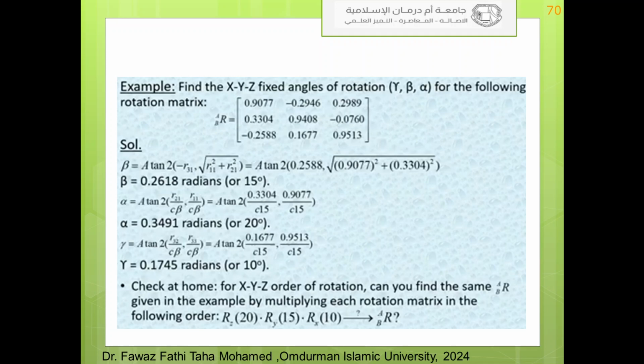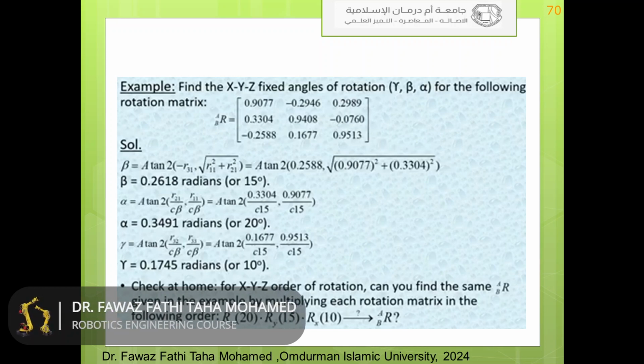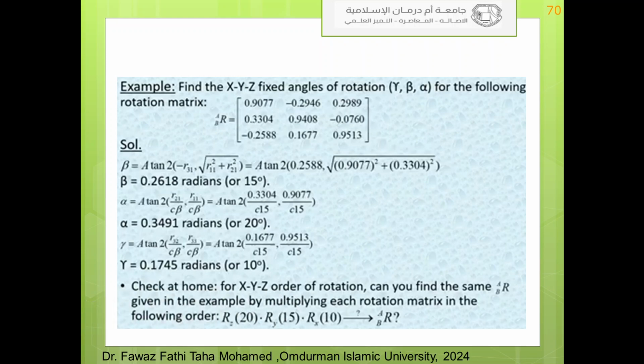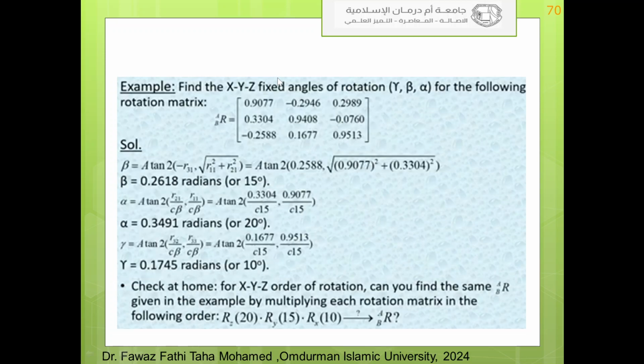Here is another example. Find x, y, z fixed angles, gamma, beta, alpha, for the following rotation matrix. Here we have to obtain these angles: gamma for x, beta for y, alpha for the rotation around z.